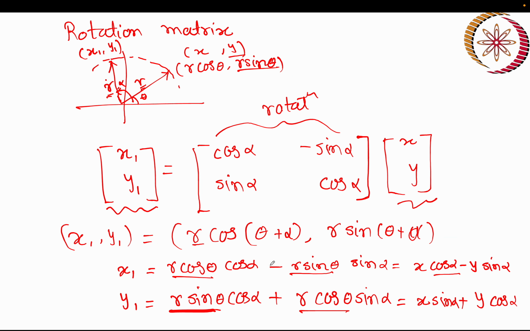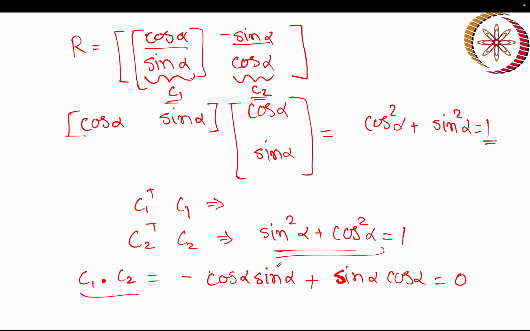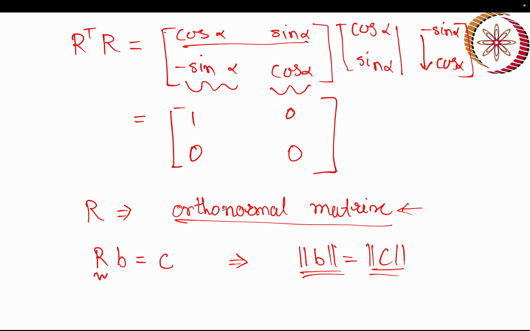Okay, so once we have this form, we saw that for the rotational matrix it is orthonormal. It means that each one has magnitude 1. So if we take R transpose R, it will be the identity matrix, and that is nothing but the orthonormal matrix. So for an orthonormal matrix, the magnitude of a vector doesn't change. That was the only thing I wanted to tell about this orthonormal matrix.